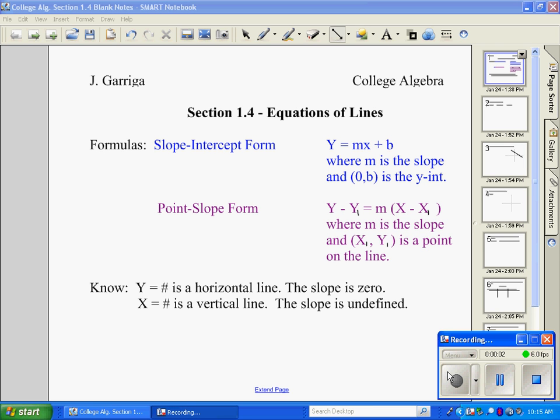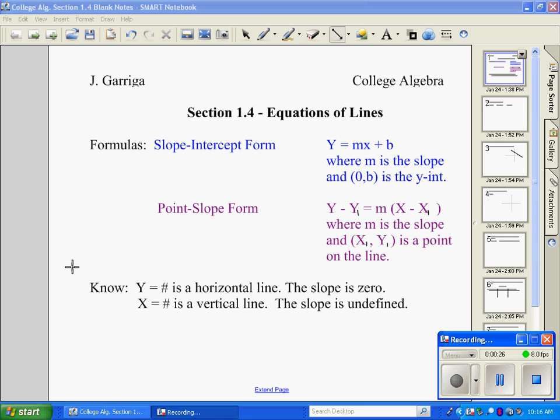In section 1.4, we're going to discuss equations of lines. There's different types of equations of lines and formulas that we're going to be working with. To begin, we have slope-intercept form, which is y equals mx plus b. And we have point slope form, which is y minus y1 equals m times x minus x1.